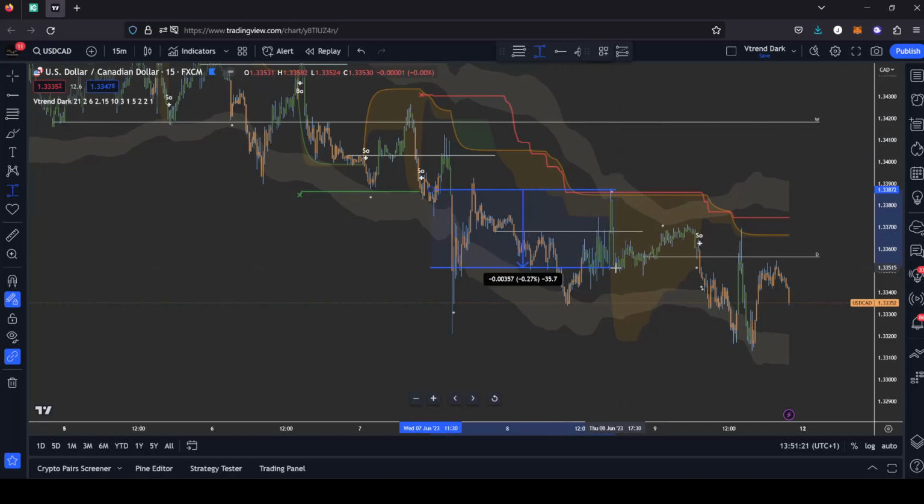I would have taken profit probably about here, or probably here really, because of this candle and this structure coming back up. I would have just taken my profits and gone. So that's conservatively 30 pips.